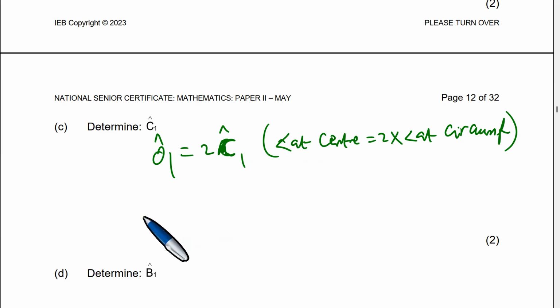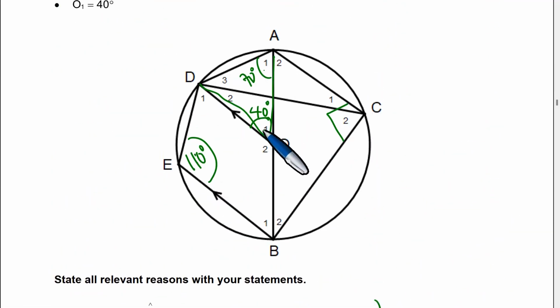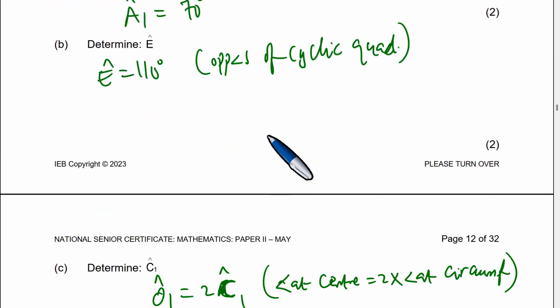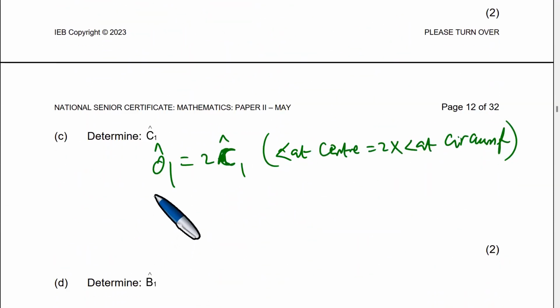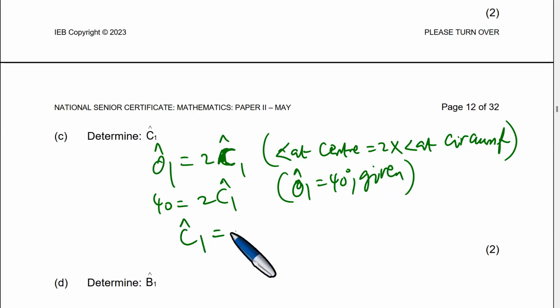So what is angle O1? O1 is 40. Angle O1 is 40, twice C1. Why is angle O1 40? Given. So angle C1 is 20 degrees.